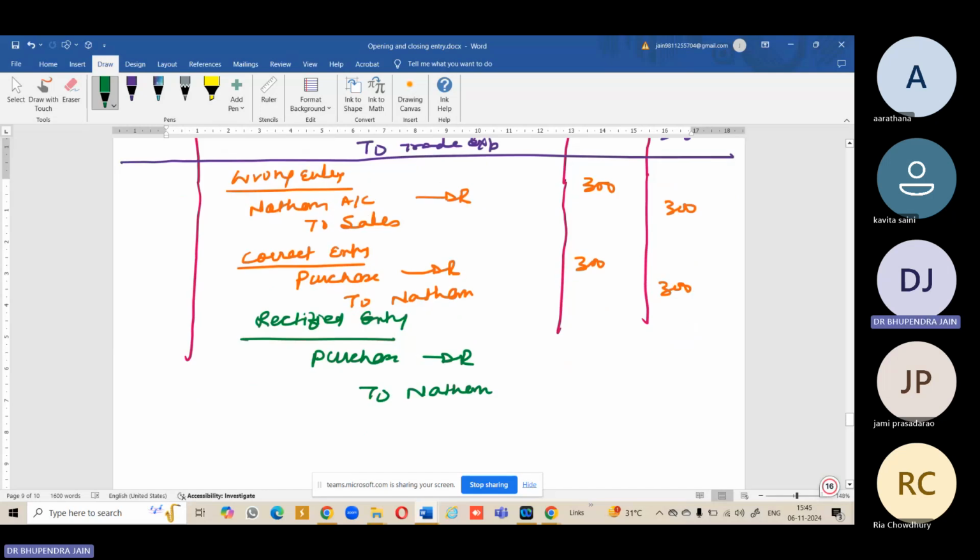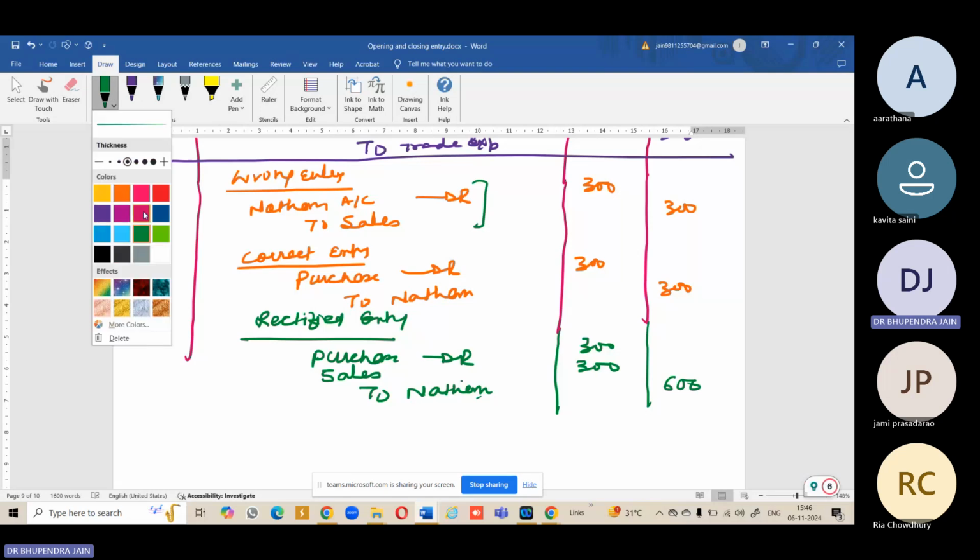And reverse the wrong entry. This is the wrong entry, na? So we have to reverse. In the wrong side, sales given in the credit side. So we have to reverse the entry. So we have to write down the sales in the debit side. And Nathan given in the debit side. So we have to write down the Nathan in the credit side. So Nathan, we have one side we have already entered. So now we have to write down the amount of 600 rupees in the Nathan account.